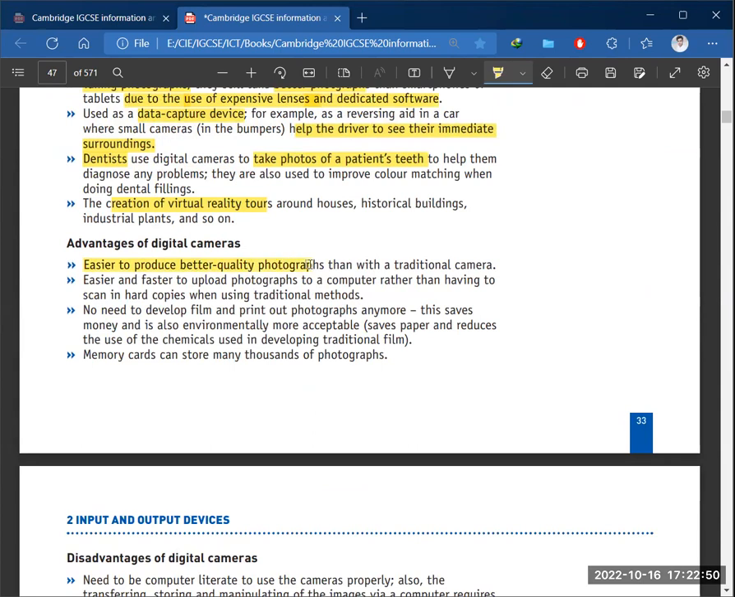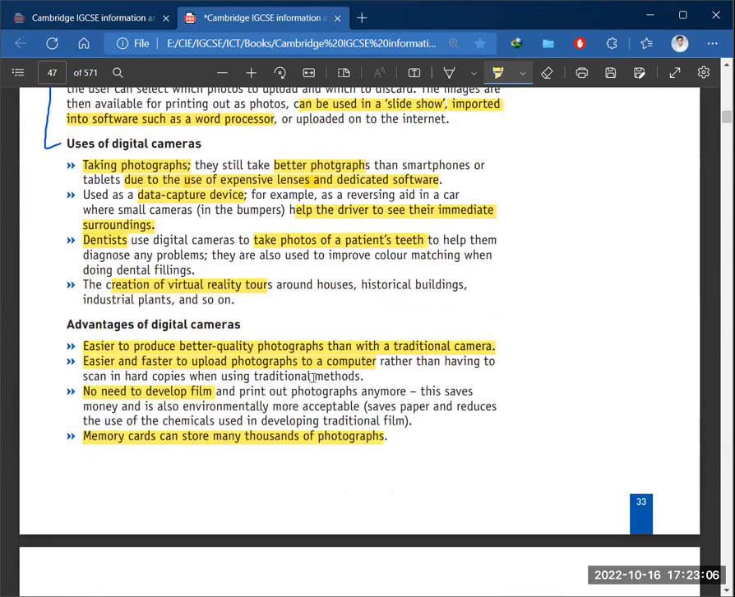Easy to produce better quality photographs. So, easy to produce better quality photographs than traditional camera. Easier and faster to upload photographs to computer. No need to develop film. Memory cards can store thousands of photographs. These are some advantages. Now I'm going to give you more here. Read the highlighted part first.